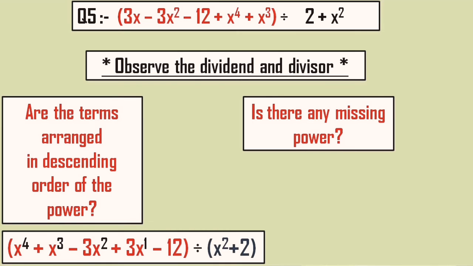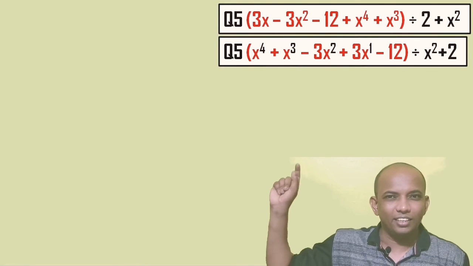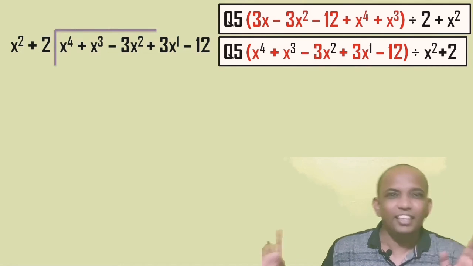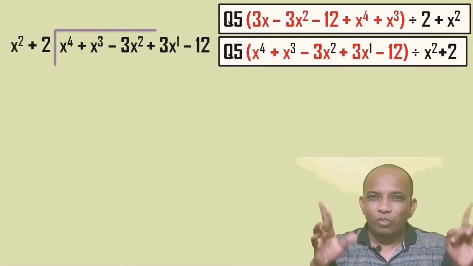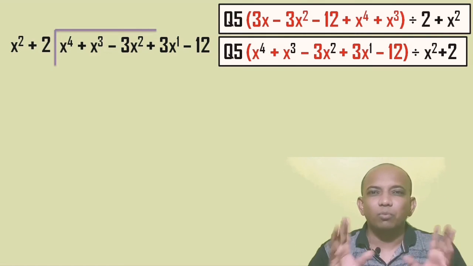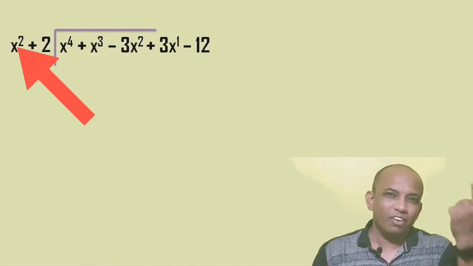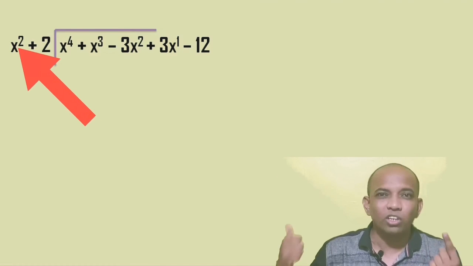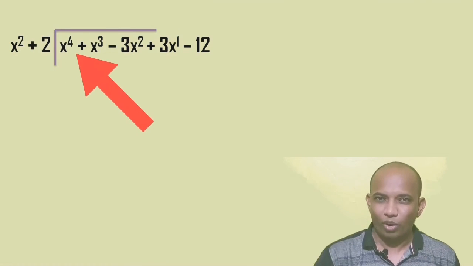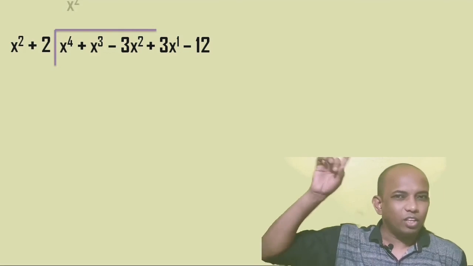Check the second condition. Is there any term missing? No. All terms are there considering their power. So we are all set for the division, and x square plus 2 will be written outside, and the dividend will be written inside. Observe the first term of the divisor and the dividend. What do you find? We have 1 as a coefficient, so 1 1s are 1 will be written in the quotient. Check the difference of the variable considering their power. We have x square in the divisor, we have x raised to 4 in the dividend. How many x are extra in the dividend? 2, that is x square, right? So we are going to write x square in the quotient.